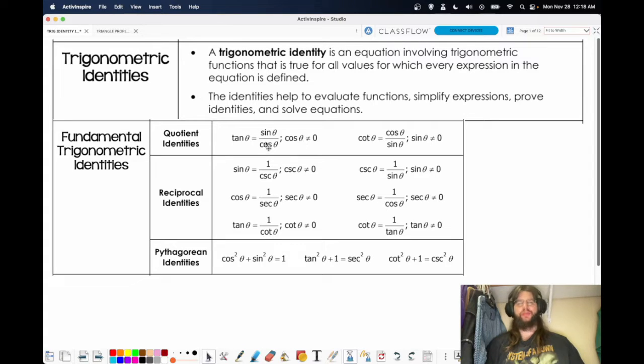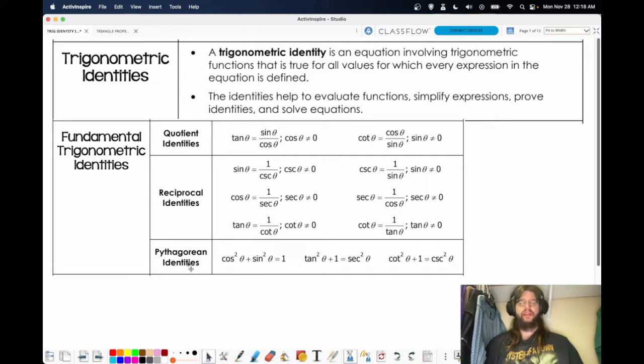Which we did discuss before, but I don't know if you remember. Tangent is the quotient of sine and cosine. So sine divided by cosine will always equal the tangent value. We talked about that in geometry also a little bit earlier this year. So all of these you should already be familiar with. So again, these are identities. They're always true.